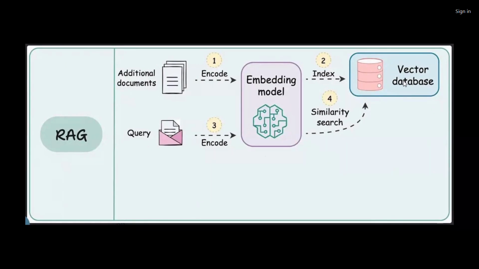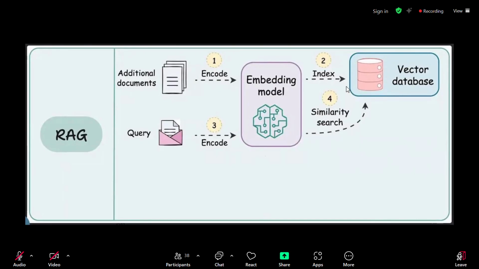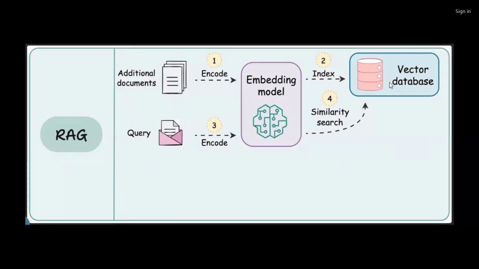RAG will connect with external data sources. The best example: all Python files are available here, but the question is related to pandas. Even though it is not available in the vector database, RAG has the ability to connect with external sources. It will connect with Google and with Wikipedia. These are all things it will access.